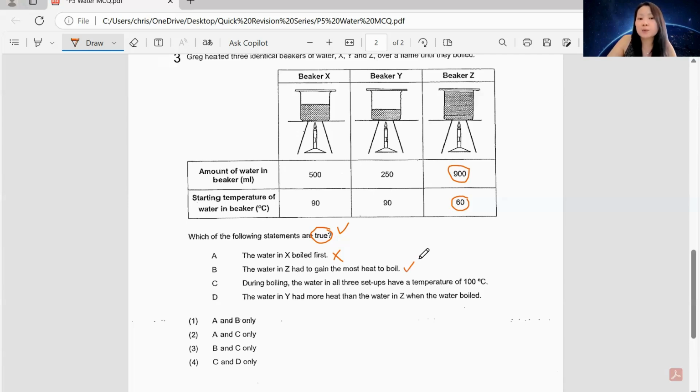Now C, during boiling, the water in all three setups has a temperature of 100 degrees Celsius. This is true because water boils at 100 degrees Celsius. Now D, the water in Y had more heat than the water in Z when the water boiled. Does it have more heat? The answer is no. In fact, beaker Z will have more heat than beaker Y. So the answer here will be B and C, so the answer will be number 3.